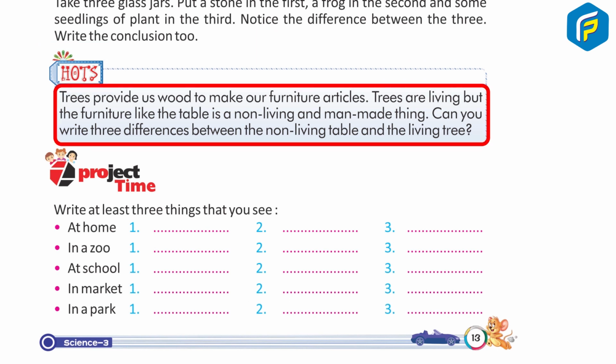Hearts. Trees provide us wood to make our furniture articles. Trees are living, but the furniture like the table is a non-living and man-made thing. Can you write 3 differences between the non-living table and the living tree?